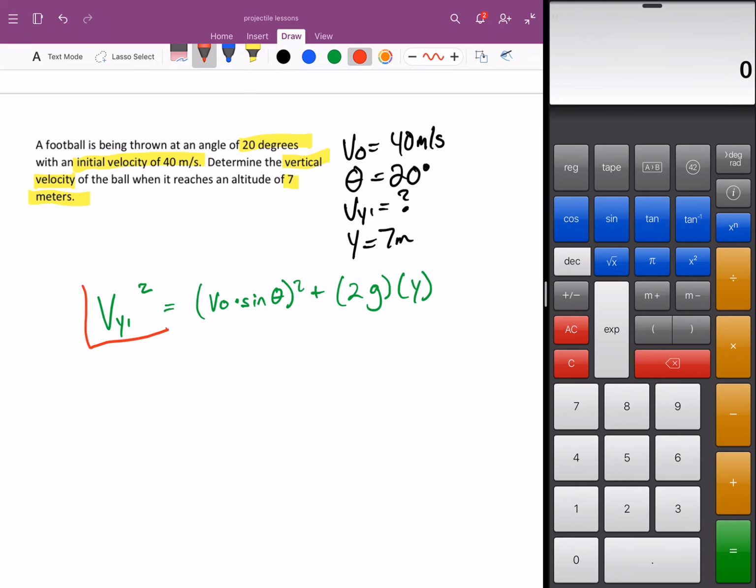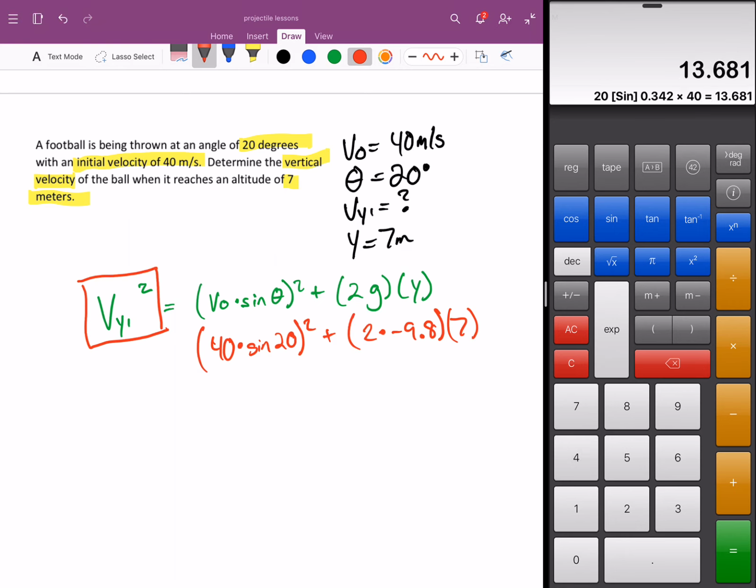Now we are solving for Vy final. Initial velocity is given as 40. The sine of 20 squared plus 2 times negative 9.8 times 7. Now let's find the sine of 20 first, multiplied by 40. And then of course square.